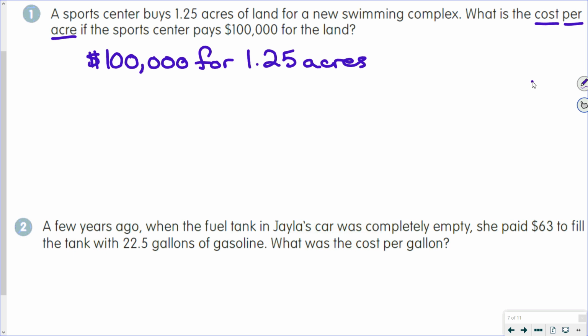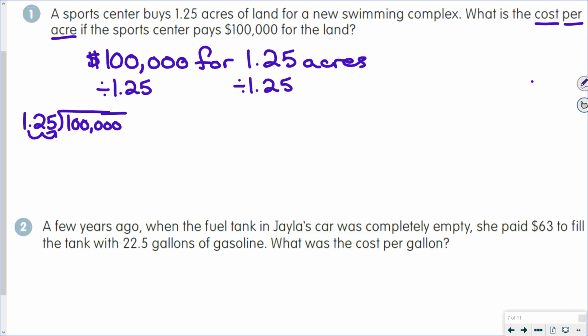So again, I want to get that second unit down to 1, so I'm going to divide by 1.25, which means I have to divide by 1.25. So I have 1.25 going into 100,000. So just like in the example, I move the decimal point to the end of my divisor. I move it two places in my dividend. The 1.25 is now 125. The 100,000 is now 10 million.